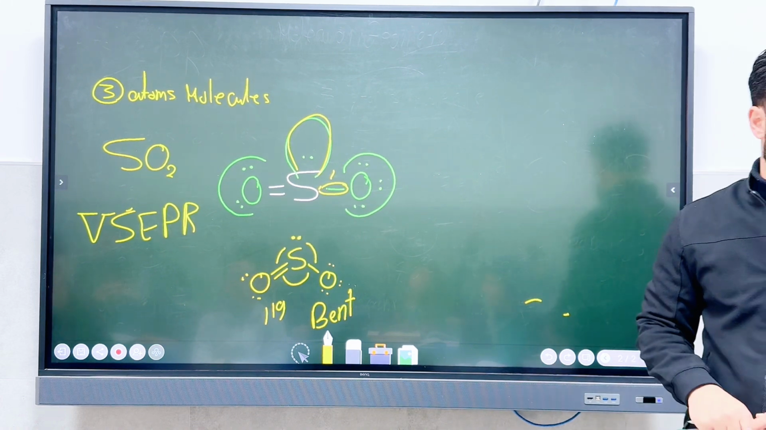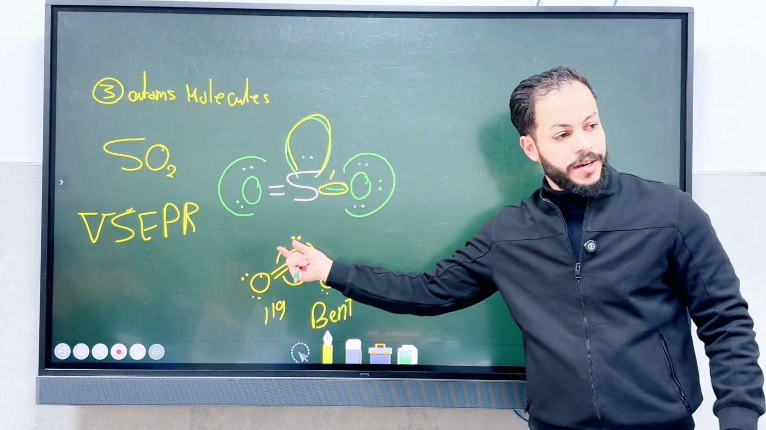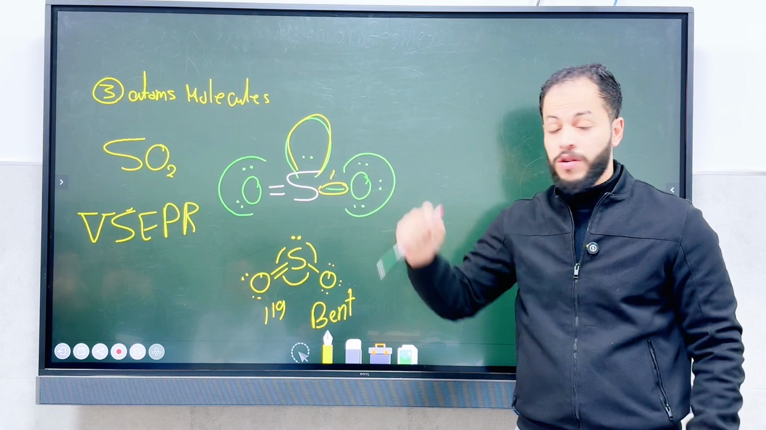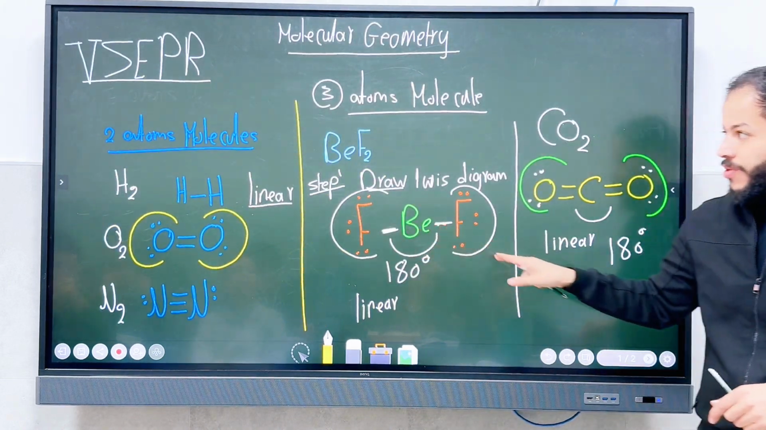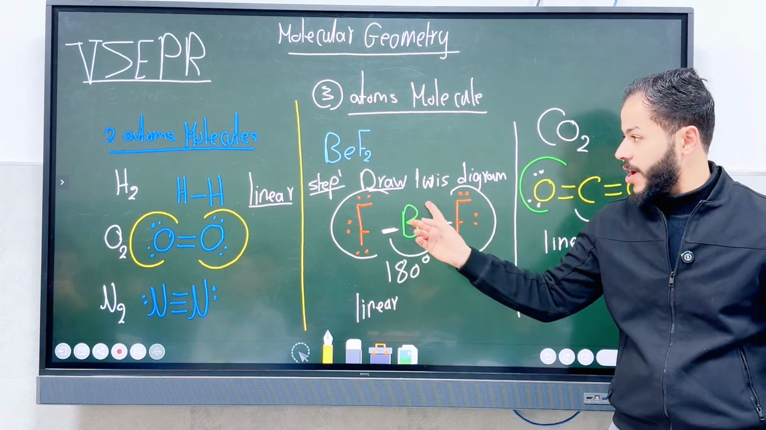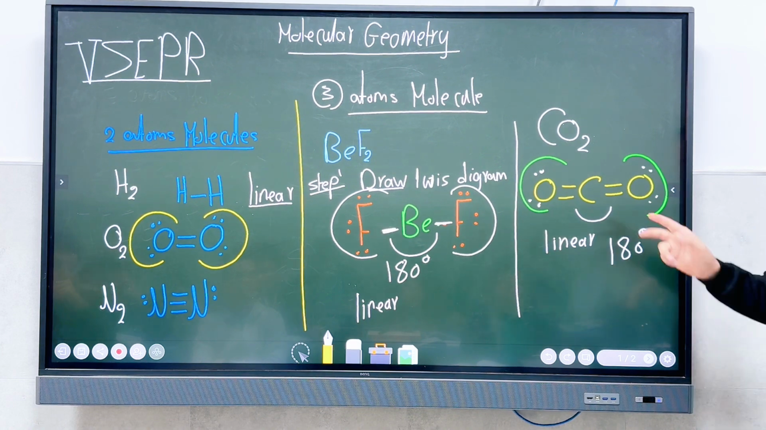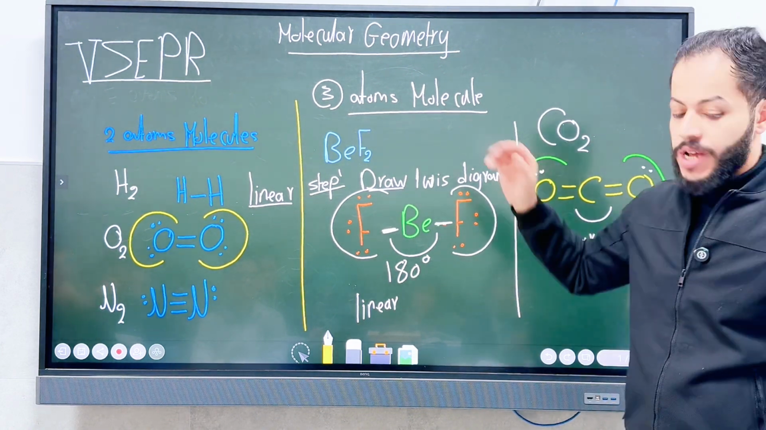Yes? When do I bend it? If you have a lone pair here. So this is the shape of a 3-atom molecule with 1 lone pair. So why does this differ from this one? Because we don't have any lone pair here. This is the question that I have. We don't have any lone pair upon the central atom. Okay, so we talked about 3-atom molecules.